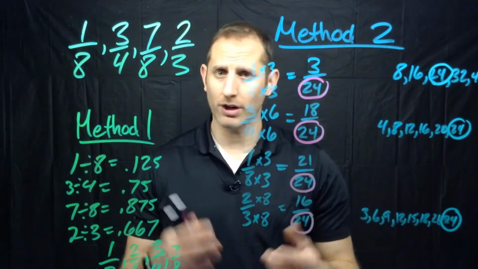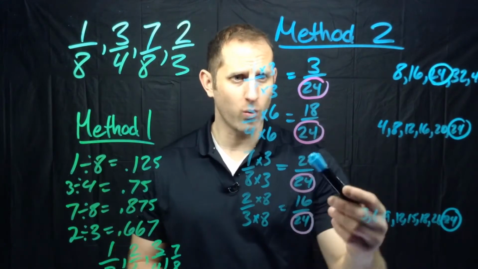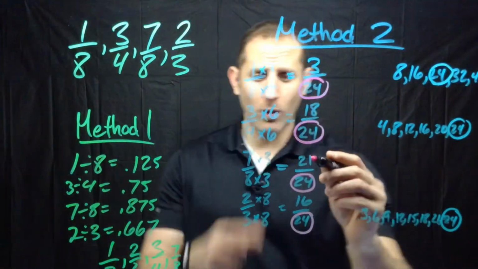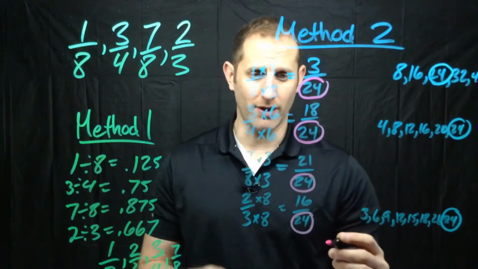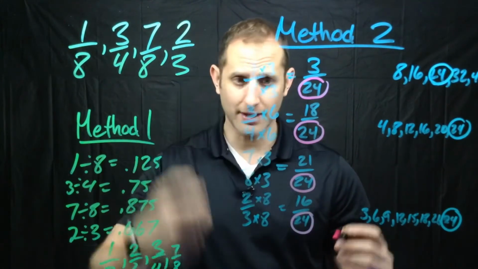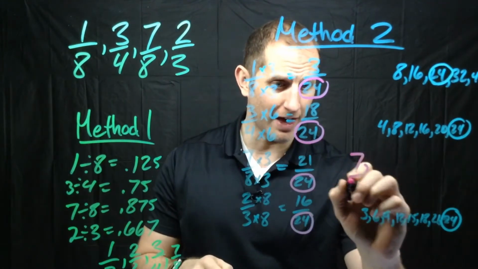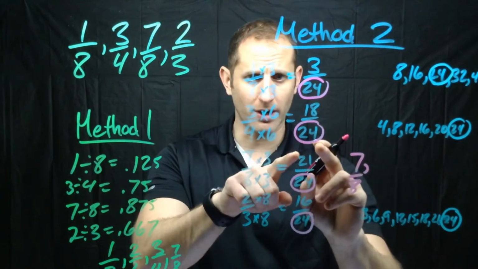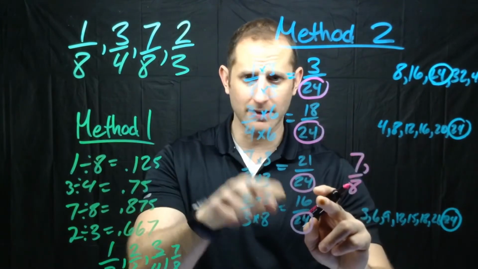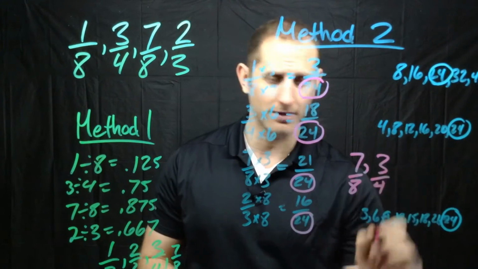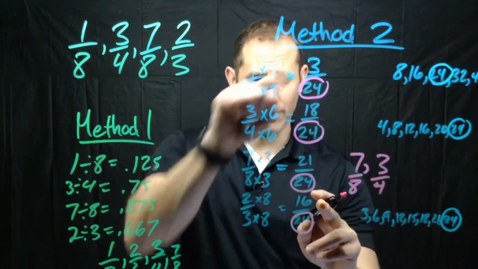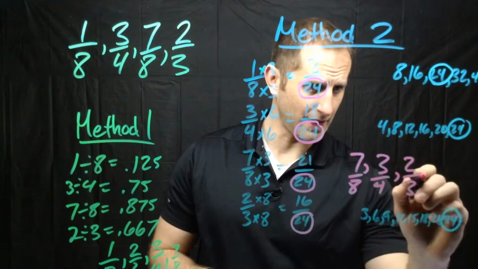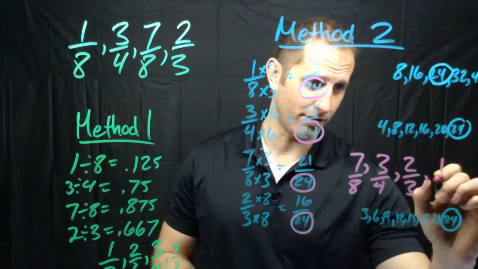So in this case, if we're going to go greatest to least, you can see that 21 out of 24, I'll do it in pink again, 21 out of 24 is the highest out of all of them. So 21 is a larger number than 18, then 3, then 16. So I know that 7/8 is going to be my greatest number. And then if I look at the next one, I can see here that 18 is larger than 16, so 3/4 has to be my next number. And then I look at 16, which is higher than 3, because those are the only two I have left. 2/3 is the next largest, and then finally I'm left with 1/8.